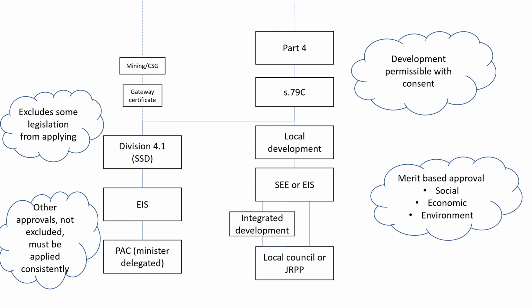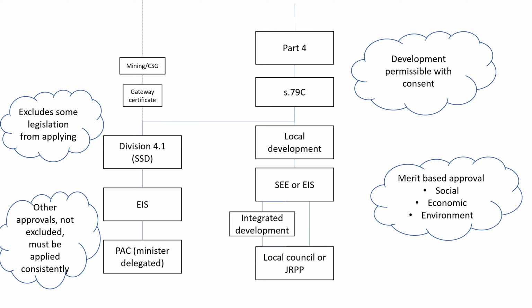Now, state significant development was inserted into Part 4 upon the repeal of the Part 3A process. Part 3A existed between 2005 and 2011 and related to major development. So upon its repeal, a similar type of major project or state significant development process was added to Part 4. What that means is that major projects are now bound by the rest of the sections under Part 4. So for example, if you've got a state significant development that you wish to modify, then it must meet the substantially the same test and be of minimal environmental impact in accordance with Section 96 of the Act. Under the former Part 3A process, you did not have to meet that test.